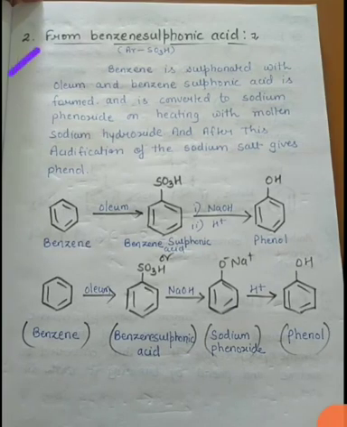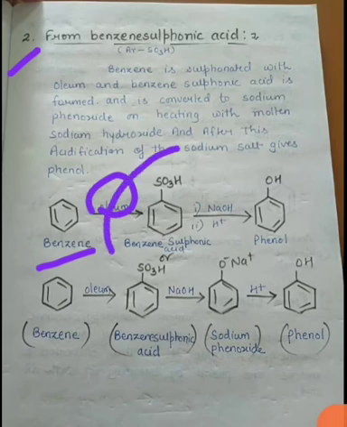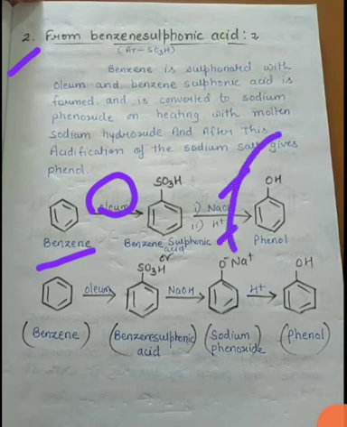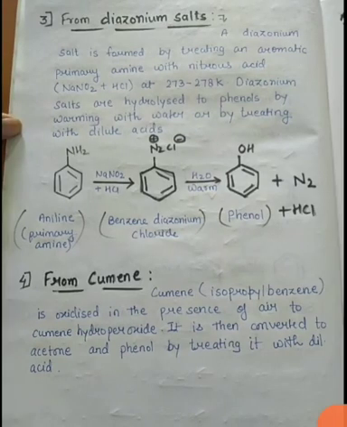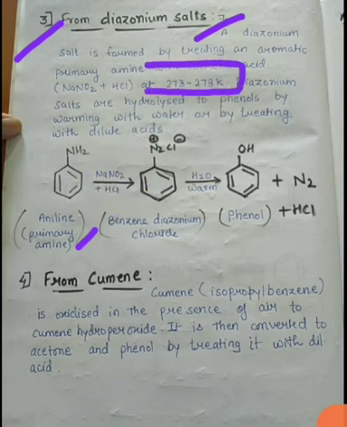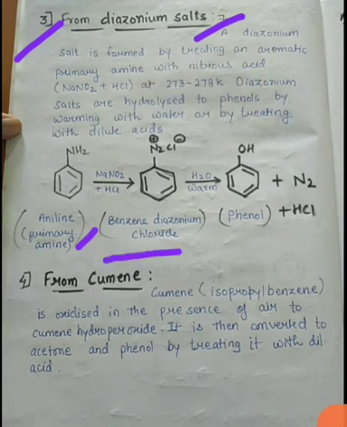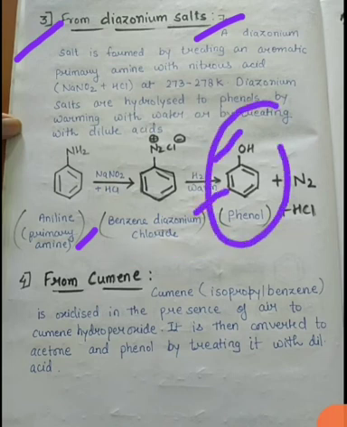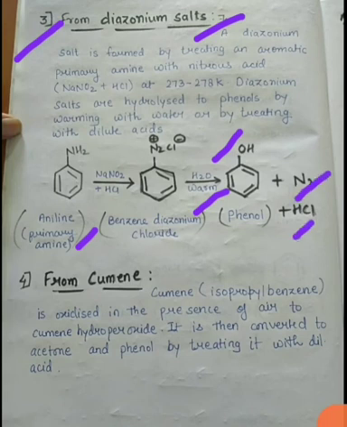Then we discussed the second process, the preparation of phenol from benzene sulfonic acid. We reacted benzene with oleum and benzene sulfonic acid is formed, which is again reacted with NaOH and acidified, hence phenol is obtained. Then we discussed the third process, from diazonium salt. Aniline was reacted with nitrous acid in the presence of HCl at a temperature of 273 to 278 Kelvin. Then benzene diazonium chloride is formed, which is hydrolyzed or warmed, and it results in the formation of phenol along with N2 and hydrochloric acid.